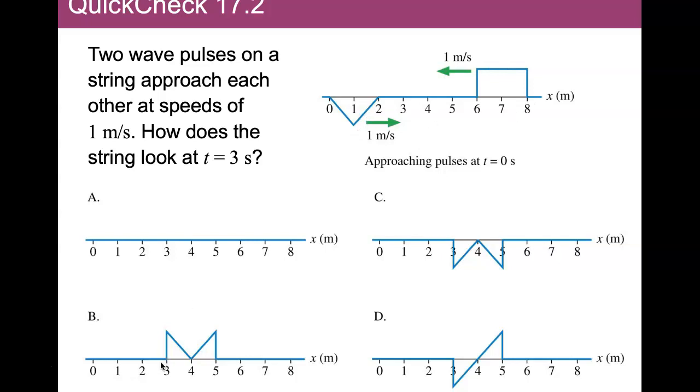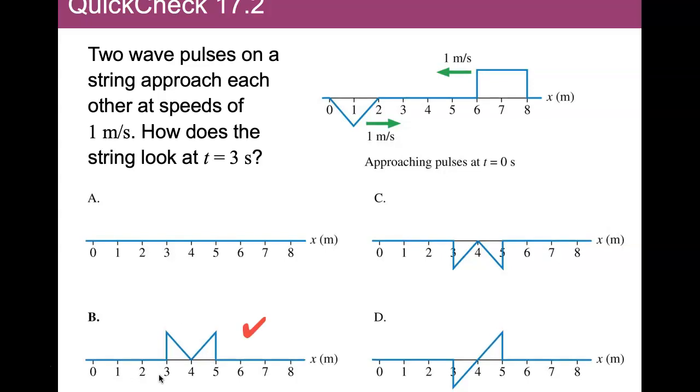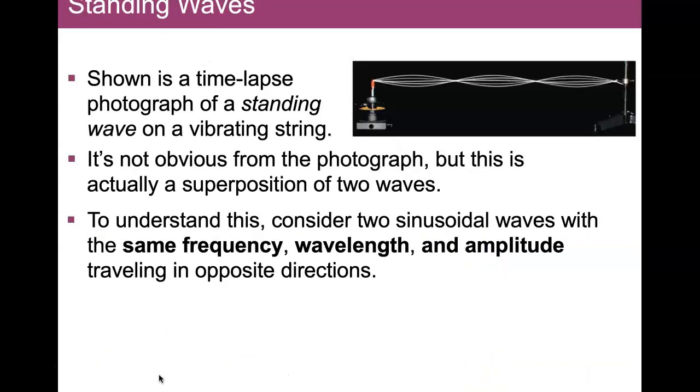So for example, here we're going to get 0. In the middle, again, we're going to get 0. And in between, it must be just this line shifted up. So by just adding them, we find that B is the correct answer here.